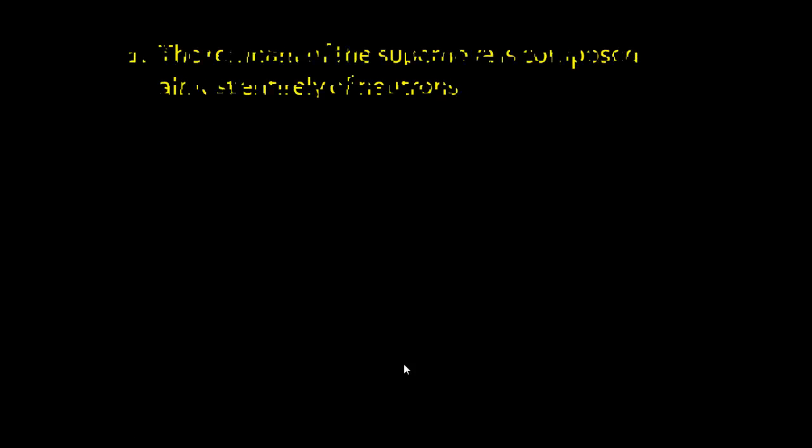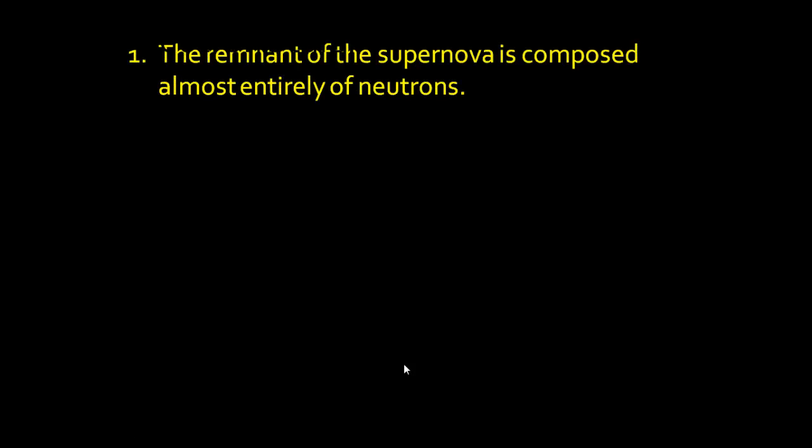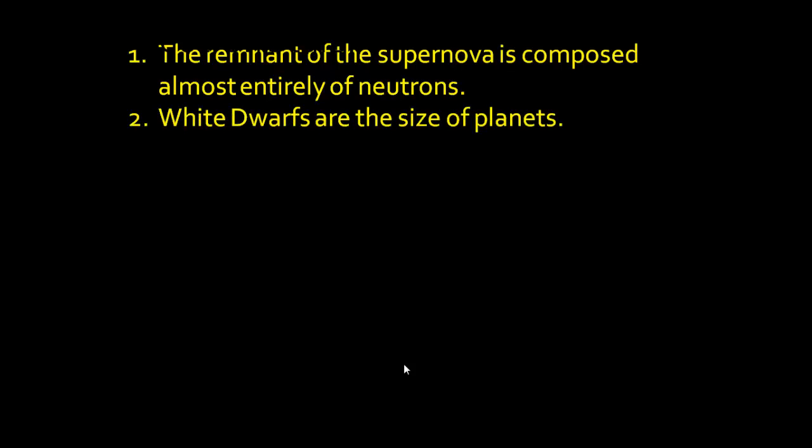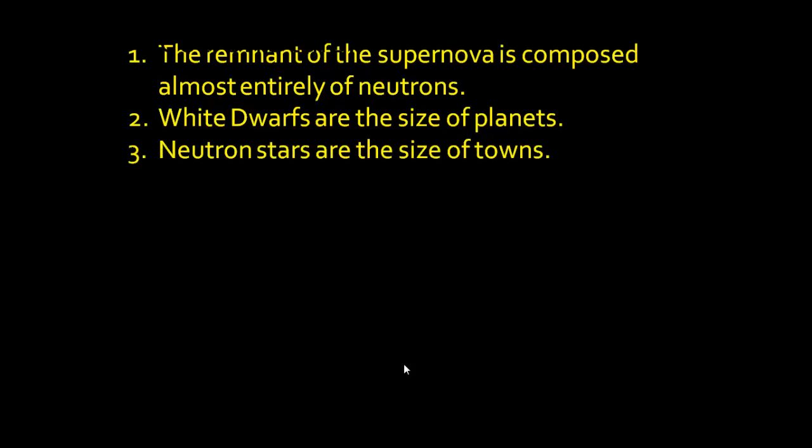So what is a neutron star? The remnant of a supernova, remember when the core is greater than 1.4 solar masses, is composed basically entirely of neutrons, because we've overcome this electron degeneracy, but we can't go beyond this. We have this thing called the neutron degeneracy, which stops the neutrons being crushed into each other. So the white dwarfs, which we looked at before, are the size of planets. Neutron stars are the size of towns. That's how compact they have become.